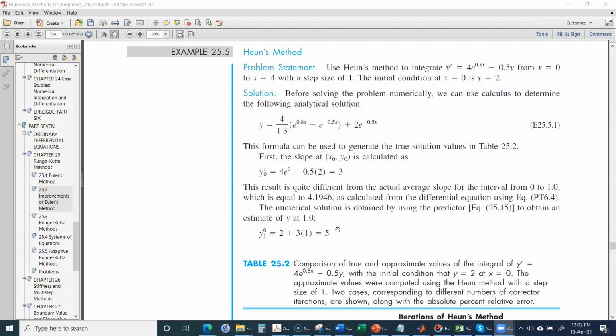Okay, so we talk about the numerical solution of differential equations using MATLAB. For this, I will take this example from the book: y prime is equal to 4e^(0.8x) minus 0.5y, from x equal to 0 to x equal to 4, and we will solve it numerically.